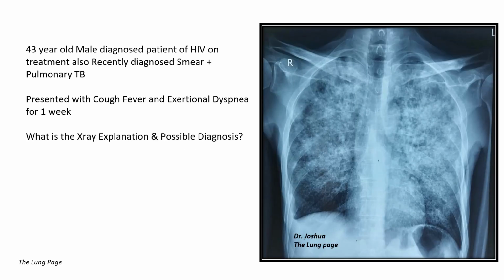So this is a chest X-ray. A 43-year-old male, a diagnosed patient with HIV, is on treatment and also diagnosed as smear-positive pulmonary TB. He is on treatment. He presented with a 1 week history of fever, cough and exertional desaturation or exertional dyspnea. So when we took a chest X-ray, how can you explain this chest X-ray? What is the explanation and what is the possible diagnosis or differential diagnosis?